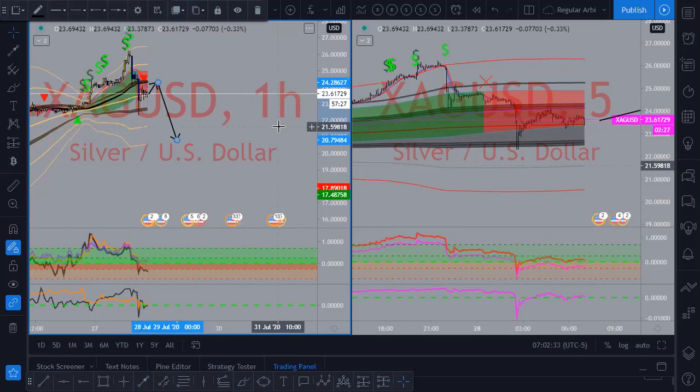Sound good? It's just way too bullish for me to even want to call for a sell. That's my issue with gold and silver.